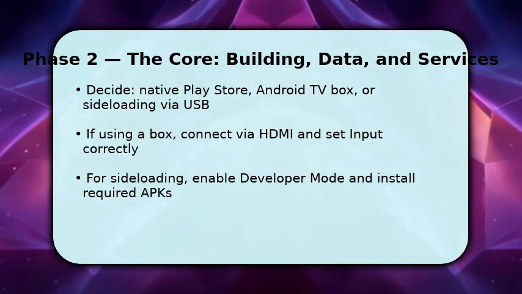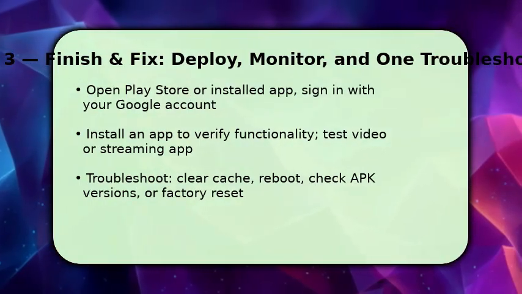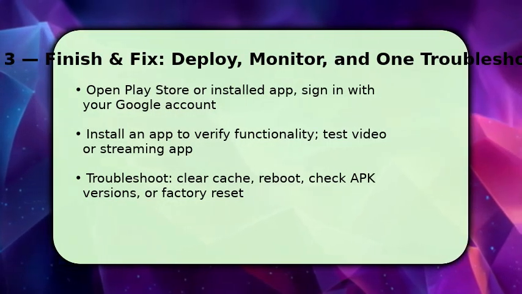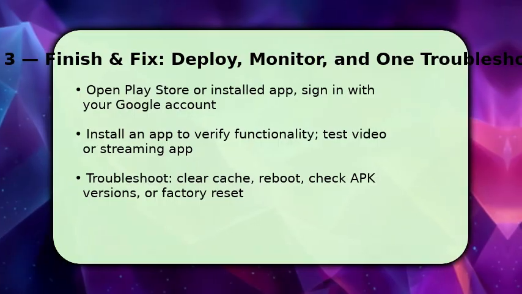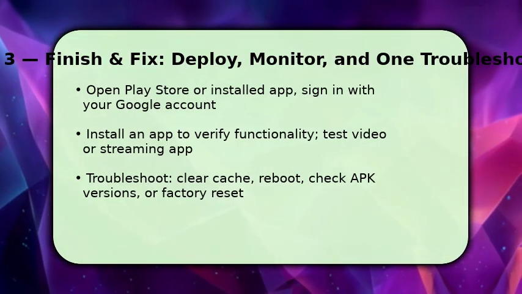You finish by opening the Play Store or the installed app loader, then sign in with your Google account and accept permissions. This activates sync and app discovery. Install a small known app like YouTube or a streaming service to confirm downloads and playback.